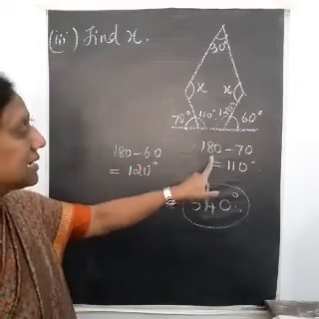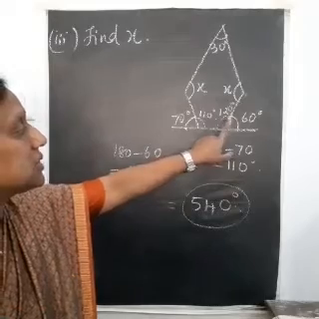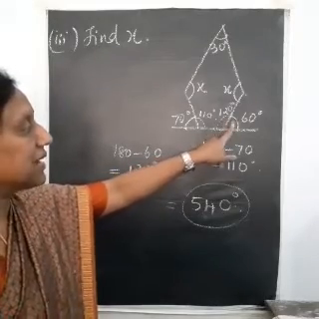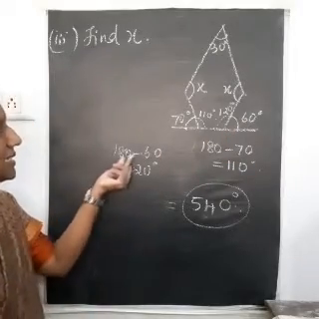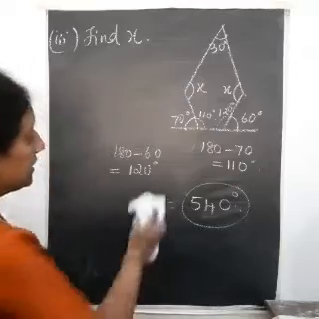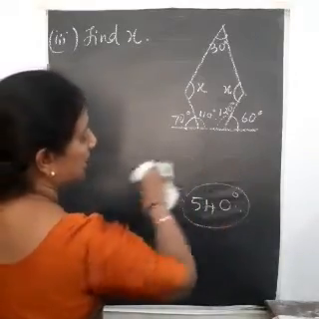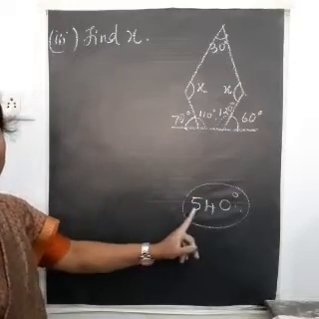So if I need this angle, 180 minus 70, which is 110. Similarly, these two angles are linear pairs. That means if I add these two angles, they should add up to 180. So 180 minus 60 will give me the remaining, which is 120. Now, since we have got these angles, let us see. In the pentagon, what is the angle sum property?